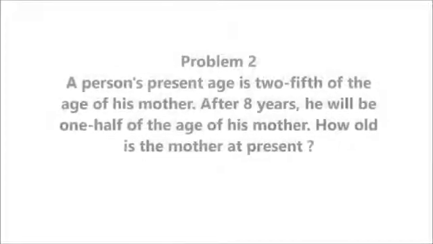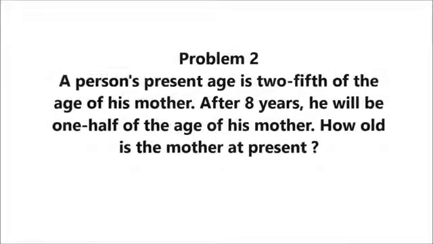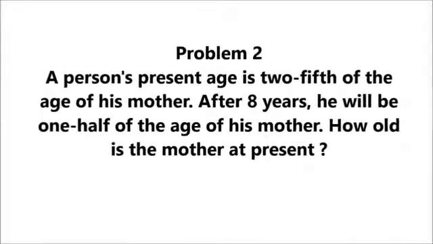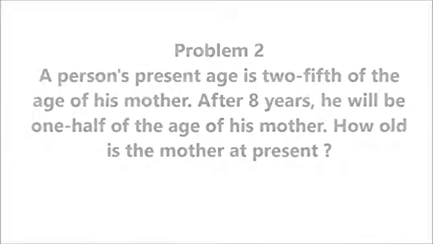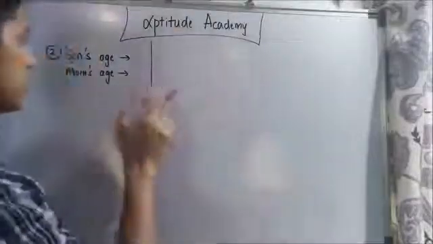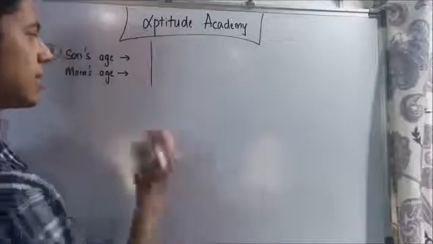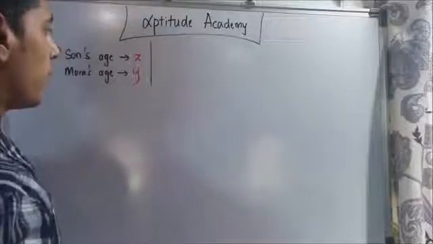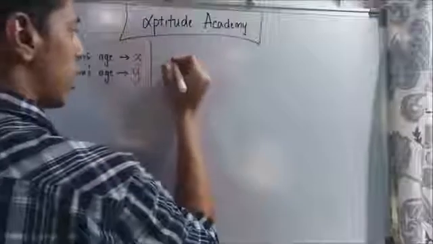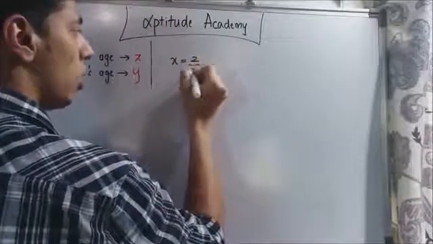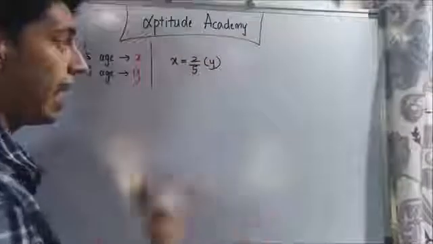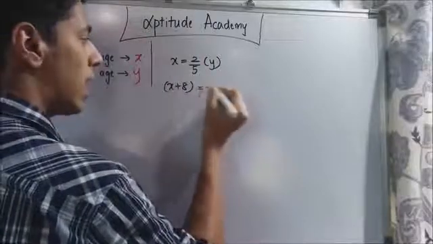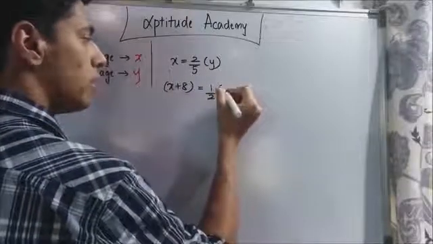Problem 2. A person's present age is 2/5 of the age of his mother. After 8 years, he will be 1/2 of the age of his mother. How old is the mother at present? Alright, now they've said that the present age of a son is 2/5 his mom's age. Now let us assign the current age of the son as x and the current age of mom as y, right? Now they've said that the current age x will be 2/5 of the mom's age. And they said 8 years later, right, x plus 8 will be 1/2 of the mom's age.